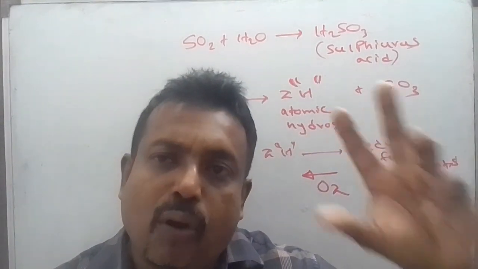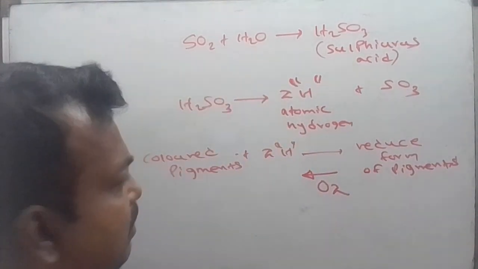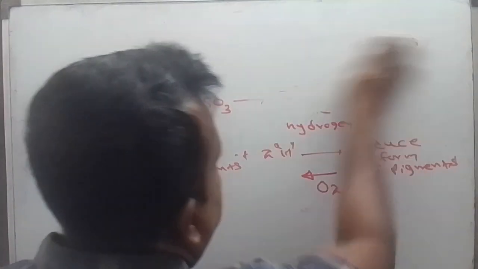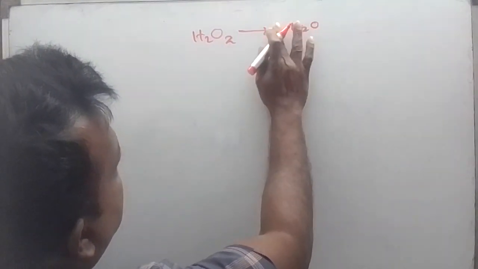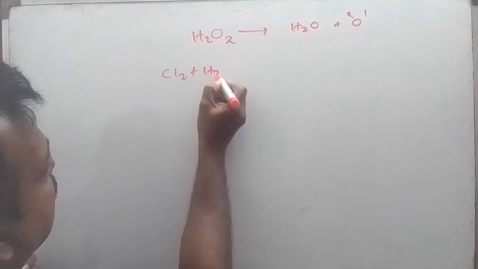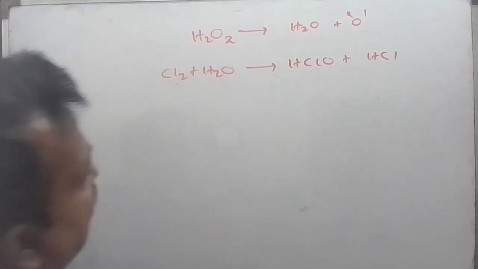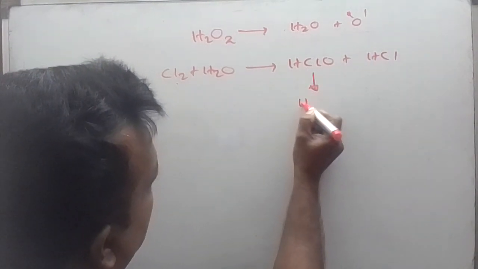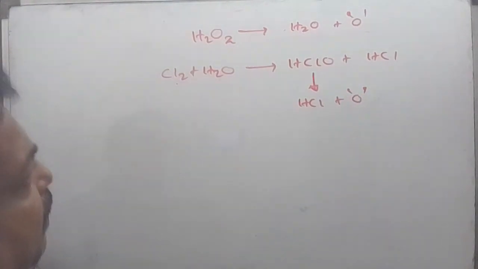All the bleaching impact of all the other compounds is just oxidizing. So what are the other bleaching substances? Other bleaching substances are H2O2. H2O2 directly dissociates to water and atomic oxygen. Another one is when Cl2 reacts with water, halogen reacts with water, it produces hypochlorous acid and HCl. Hypochlorous acid breaks down to HCl and atomic oxygen. It is the oxidizing bleaching effect.